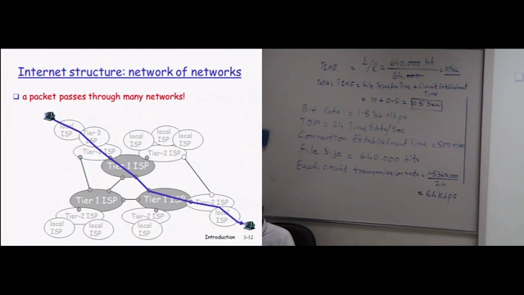For example, look here at how the packet from this source host is traveling through many networks and reaching the destination. Local ISP to tier 3 to tier 2, tier 1 to tier 1, tier 1 to tier 2, tier 2 to local ISP, and then to the final destination. This is the structure of the internet, which is a network of networks, and how a packet passes through many networks in order to reach the destination.